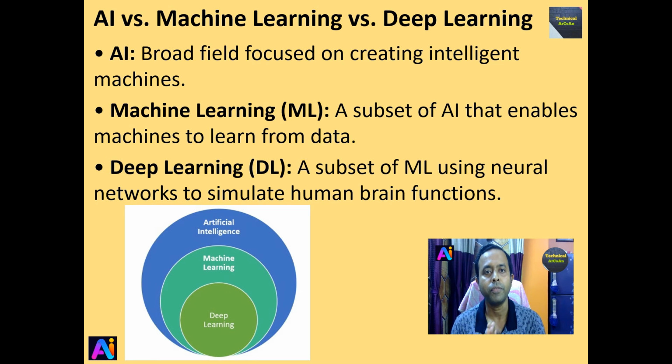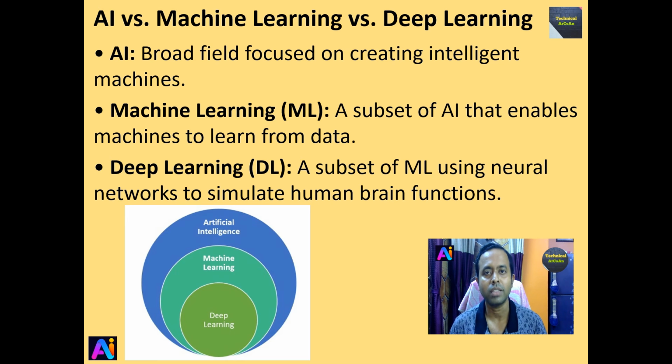So AI is a broad field focused on creating intelligent machines. Machine learning, known as ML, is a subset or subfield of AI that enables machines to learn from data. Deep learning is a subset of ML using neural networks to simulate human brain functions. When we categorize any problem, we can choose whether it should be done through ML or through DL according to the complexity of the problem. If the problem is more complex, then we go for the neural network, meaning deep learning.